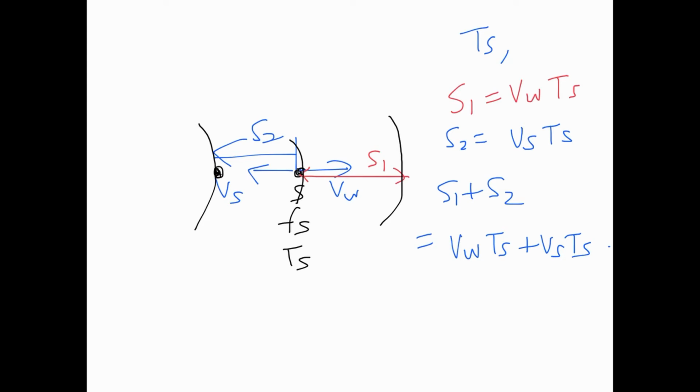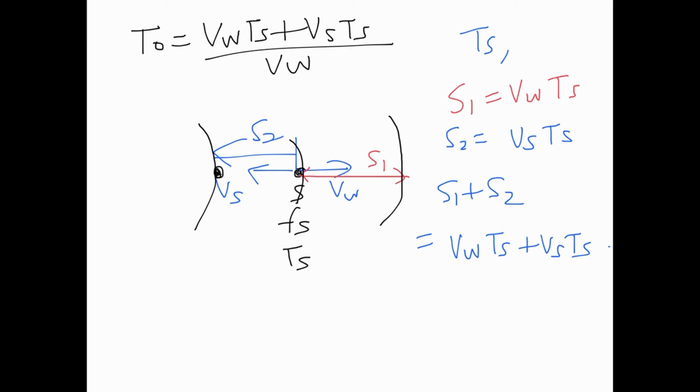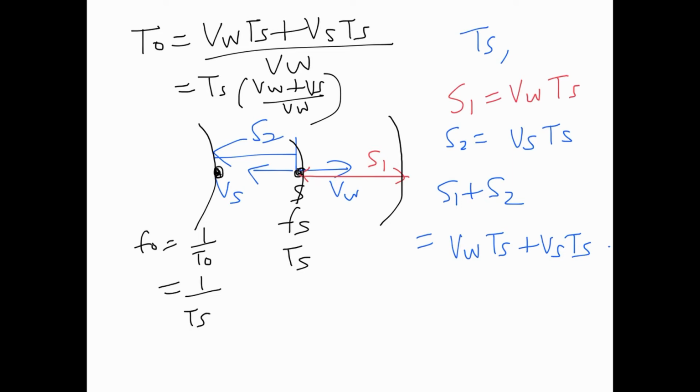Therefore, the observed period between two wave crests would be the distance between the two wave crests, Vw Ts plus Vs Ts, divided by the speed of the wave, which is Vw. Now let's factorize the Ts, and you will get Vw plus Vs over Vw, and the whole thing times Ts. So the observed frequency, which is the inverse of the observed period, will be 1 over Ts times Vw over Vw plus Vs.